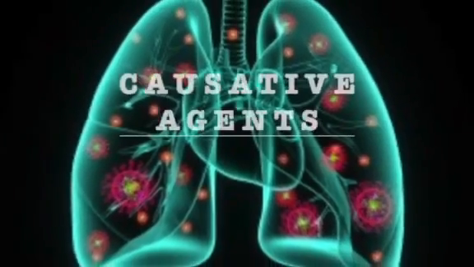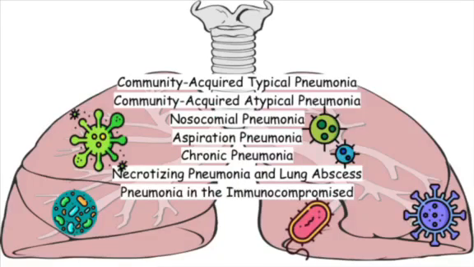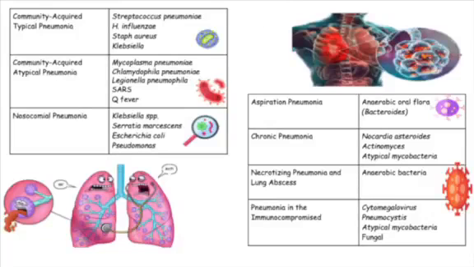For the causative agents, here are the types of pneumonia. We have the community-acquired typical and atypical pneumonia, nosocomial pneumonia, aspiration pneumonia, chronic pneumonia, necrotizing pneumonia and lung abscess, and the pneumonia in the immunocompromised patients. And in here, we have their corresponding causative agents.